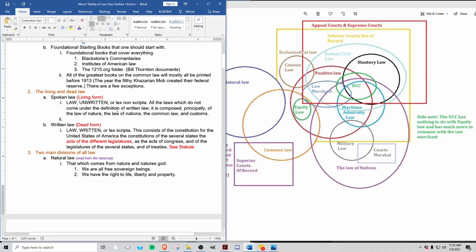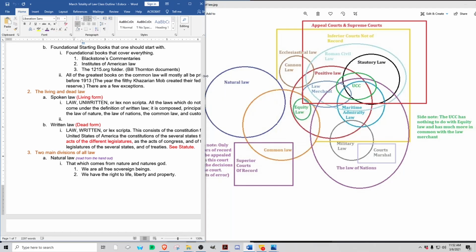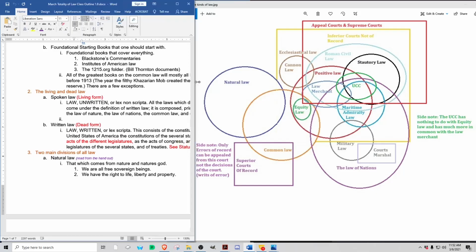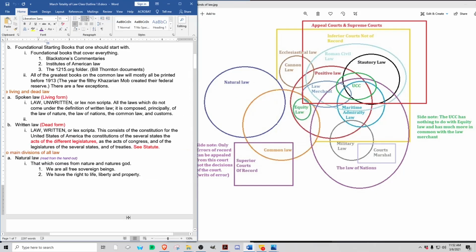But anyway, so the spoken law, law unwritten, or lex non scripta. All the laws which do not come under the definition of written law. It is composed principally of the law of nature, natural law of nations, common law, and customs. So natural law, which is of course things like gravity and the other things about natural law. Well, actually, let's just go through this. So we've got these various different things that are unwritten law, or spoken, and then you have lex scripta.